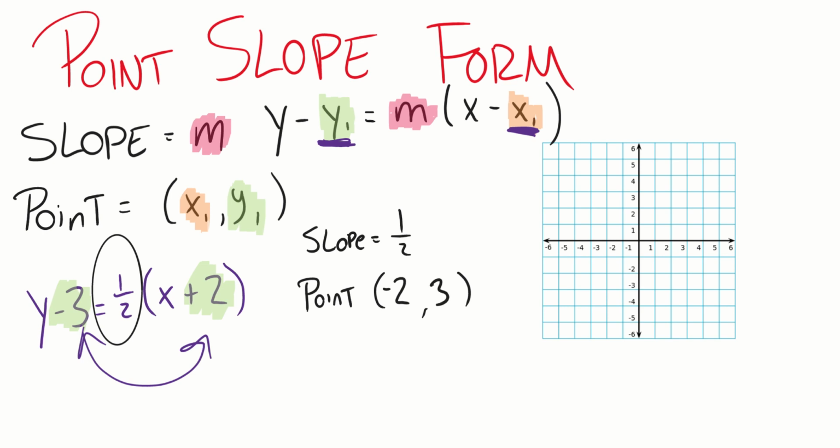So I got my point, I got my slope, and I can graph this information. Start at -2, 3, up 1 over 2, up 1 over 2, up 1 over 2, up 1 over 2. This gives me my straight line with all the information I need. And that's the function I would graph using this information.